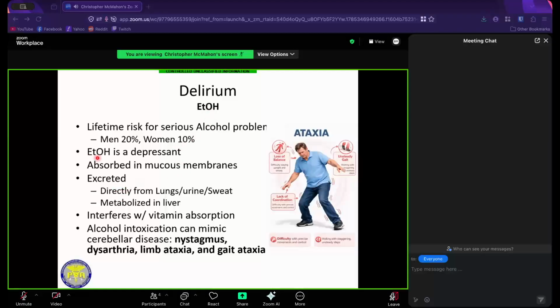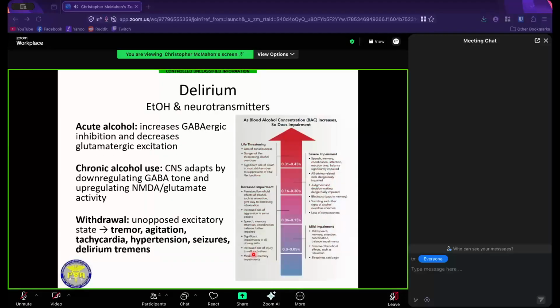So alcohol is a depressant. It's absorbed through the mucous membranes, and we excrete it directly from the lungs, sweat, and urine, and it's metabolized in the liver. It can interfere with vitamin absorption, and then alcohol intoxication can mimic cerebellar diseases such as nystagmus, dysarthria, limb ataxia, and gait ataxias.